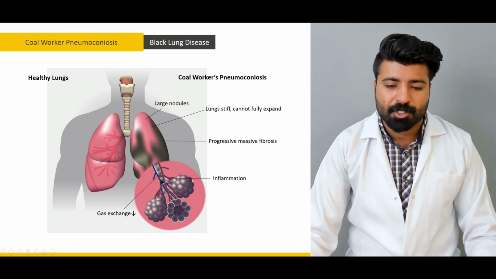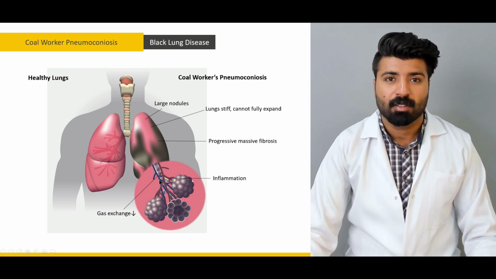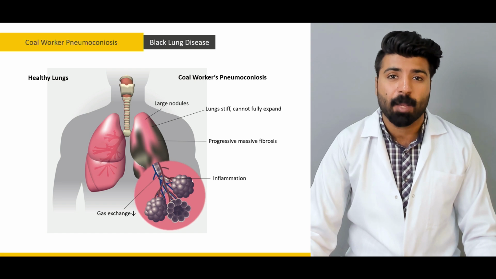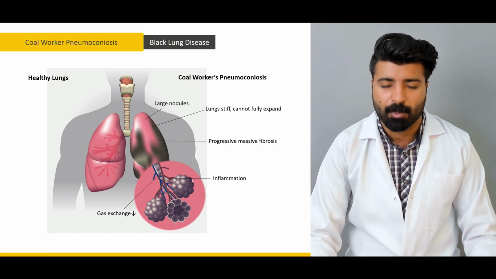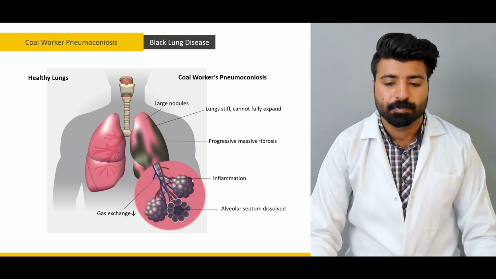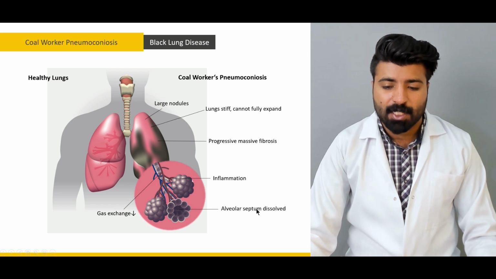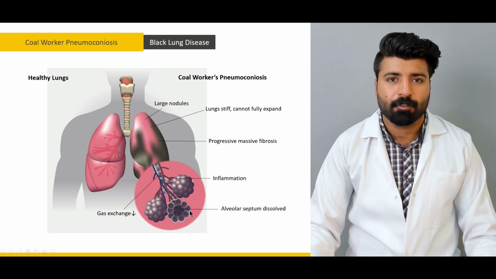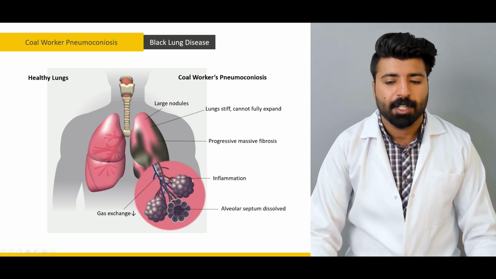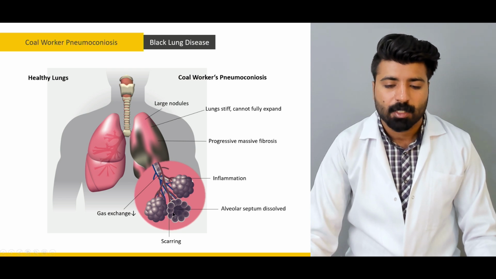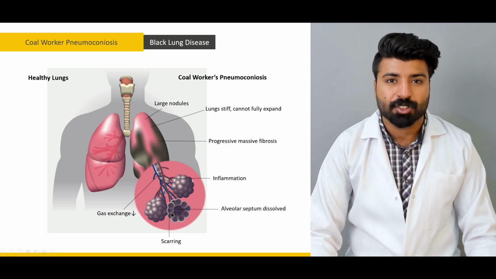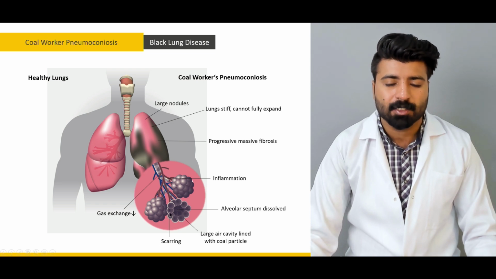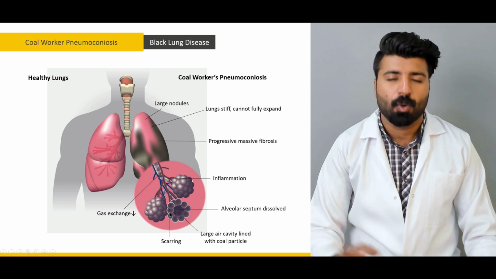As you can see, inflammation happens because it's an infection. When infection happens, inflammation is going to happen because all the mediators are going to come in, as we talked about. The alveolar septum is dissolved because of this infection and because of that deposition of coal, and it will lead to scarring of that whole epithelium. And a large cavity lined with coal particles is seen. It's called anthracosis. We're going to talk about it.